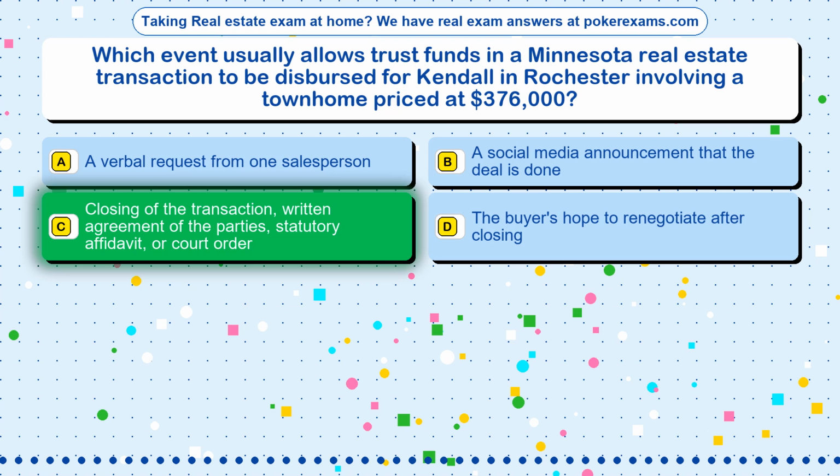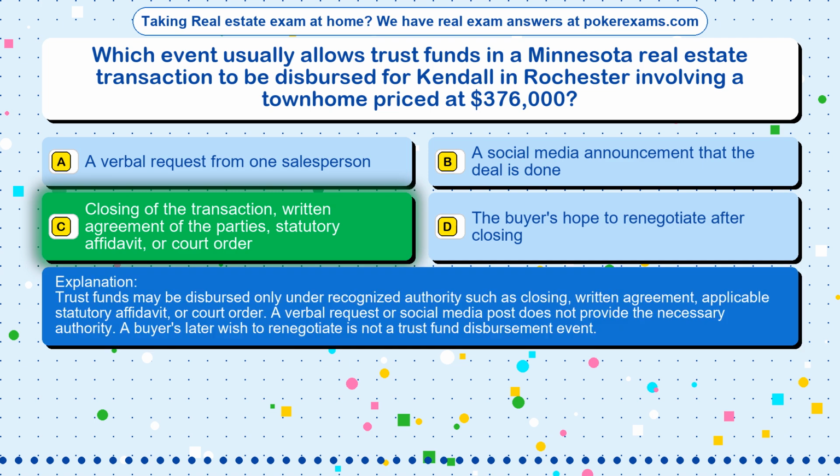The correct answer is option C, closing of the transaction, written agreement of the parties, statutory affidavit, or court order. Trust funds may be disbursed only under recognized authority such as closing, written agreement, applicable statutory affidavit, or court order. A verbal request or social media post does not provide the necessary authority. A buyer's later wish to renegotiate is not a trust fund disbursement event.